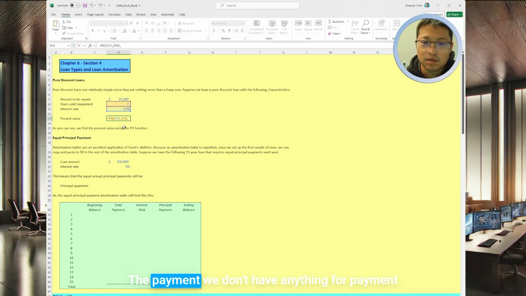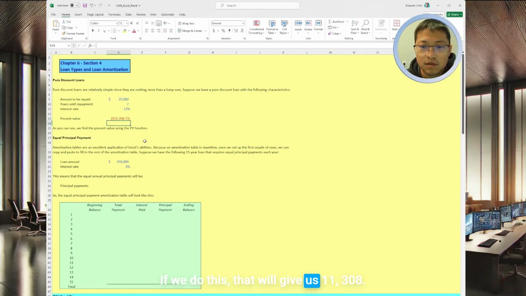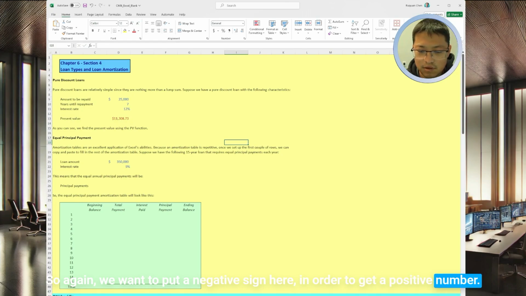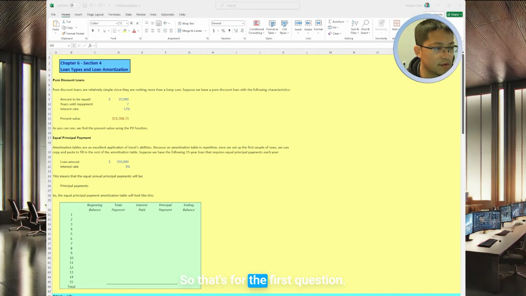The payment, we don't have anything for payment, because the amount to be paid is the future value, right? And the future value is $25,000. If we do this, that will give us 11,308.73. So again, we want to put a negative sign here in order to get a positive number. So that's for the first question. This is fairly easy.